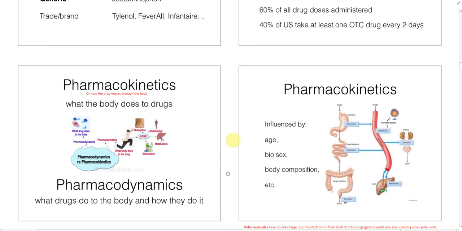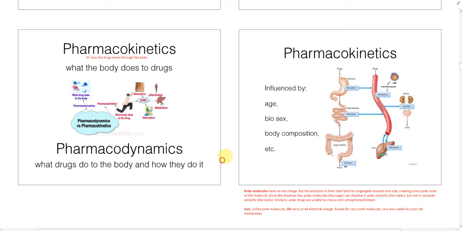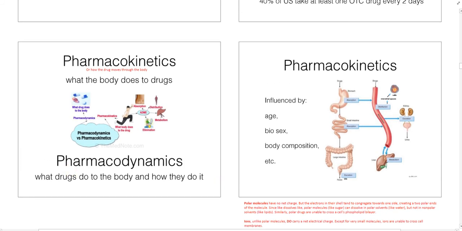Pharmacokinetics. So there are pharmacokinetics and pharmacodynamics. Pharmacokinetics is what the body does to the drugs. I prefer to think about it more as how the drug moves through the body. Pharmacodynamics is what the drug does to the body. So with pharmacokinetics, we're going to have things such as absorption, distribution to the targeted cells, excretion, metabolism. I'm kind of going out of order here.